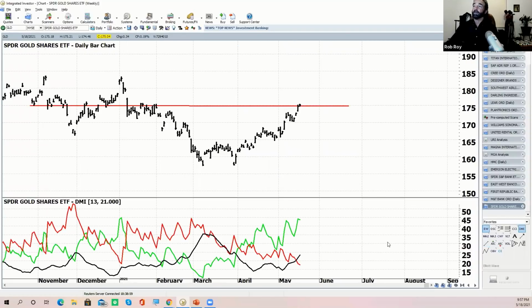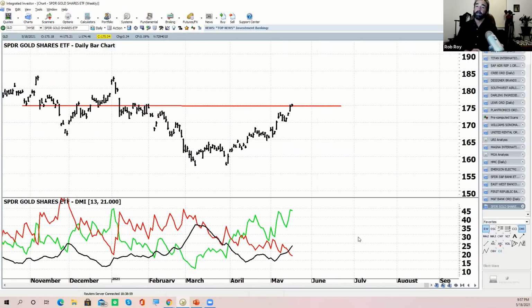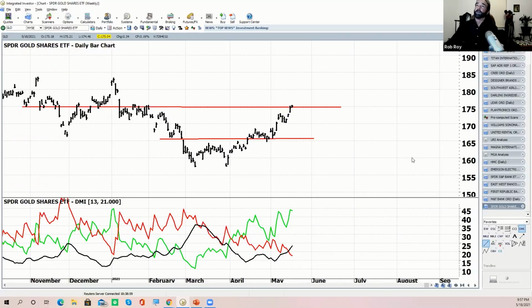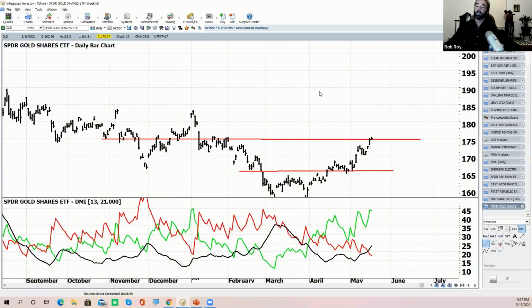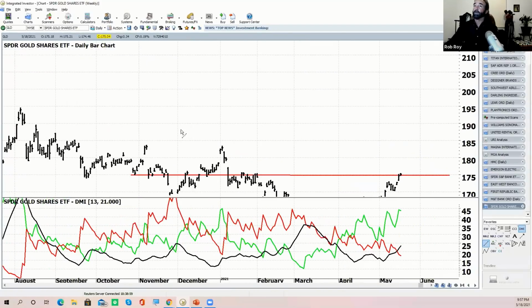What I'm looking at here is what the indicators are saying, and I really like the way that DMI is set up. I know it's been a pretty decent run. Finally, we've been waiting for this for quite a while. Hard to understand why gold hadn't done this sooner, in my opinion. So it finally broke 165, tested it. Now we're at 175. If we can break that, now we have something.